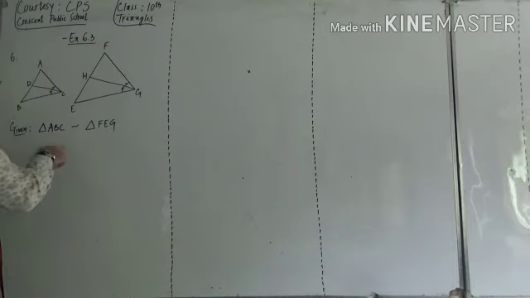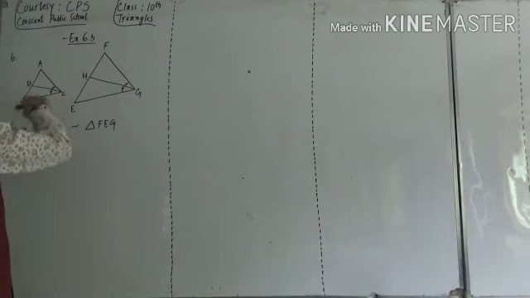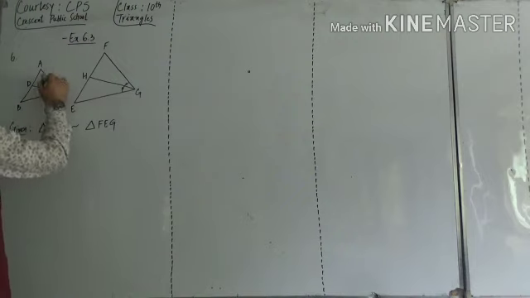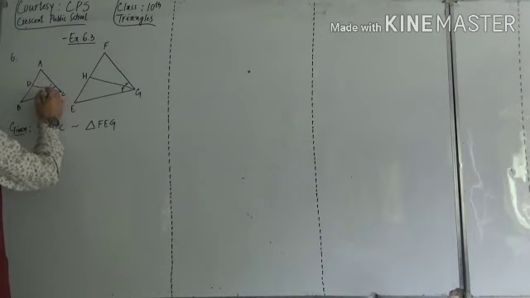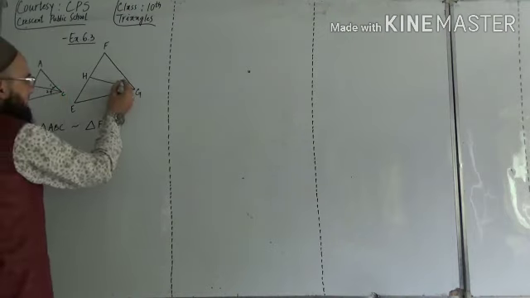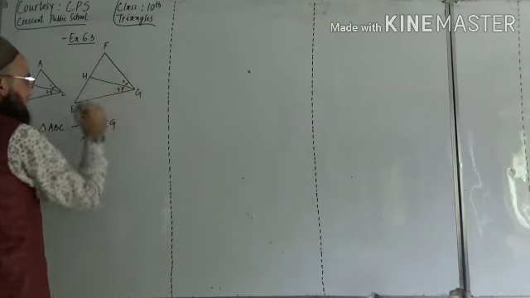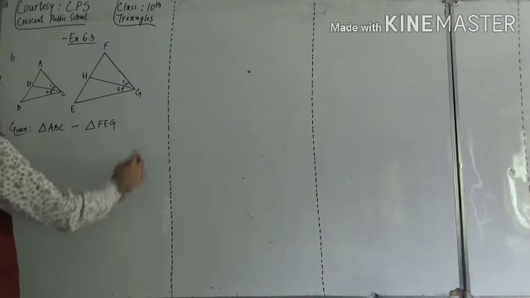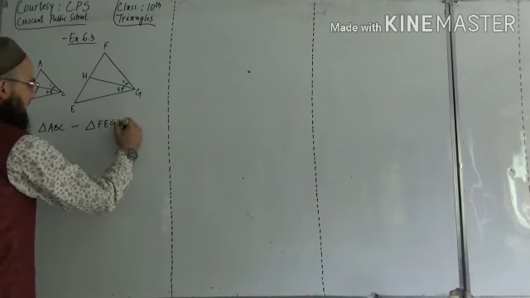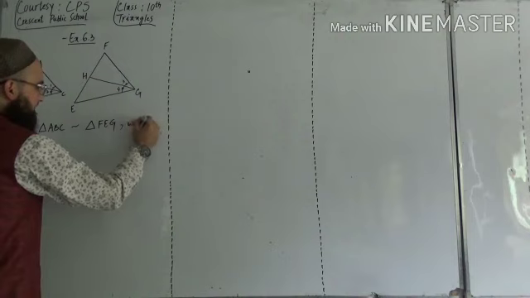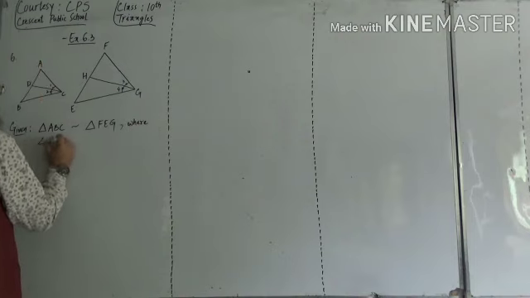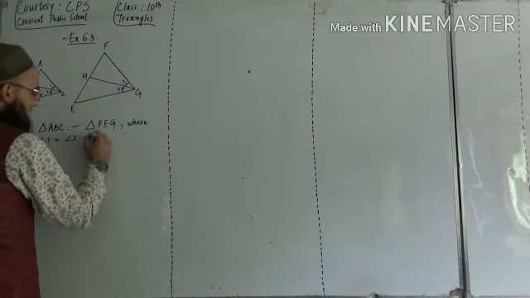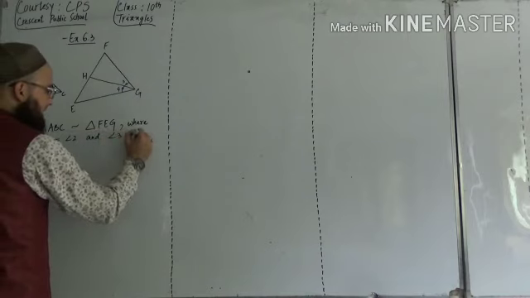Okay. ABC is similar to FEG. What's given? Anything else given? Yes. That this angle is bisector of this angle. Let me name this as 1. This as 2. Let us name this as 3. This as 4. So what can I say? Triangle ABC is similar to triangle FEG, where angle 1 is equal to angle 2 and angle 3 is equal to angle 4.